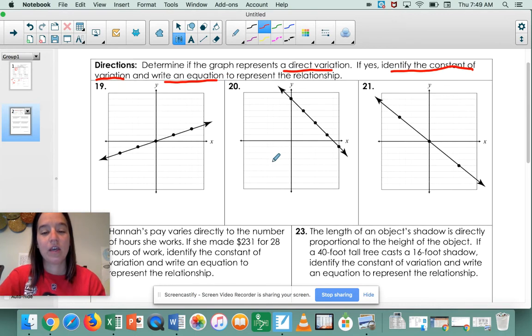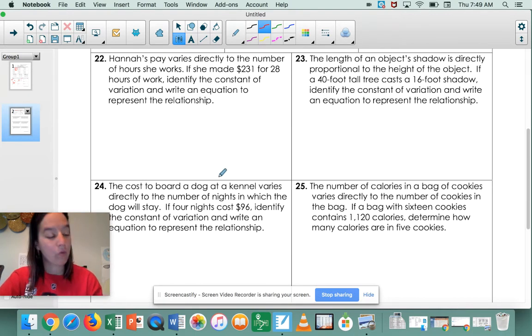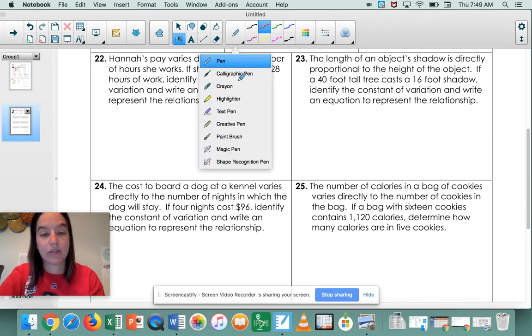Okay. Last types of problems are these word problems. I do want to do a couple with you just to kind of show you a little bit. So let's look at number 22 here. It says, and I'm going to switch to a highlighter. There we go.